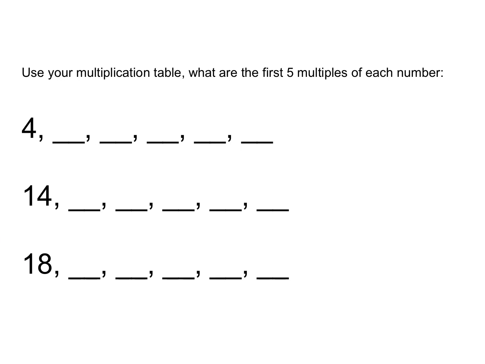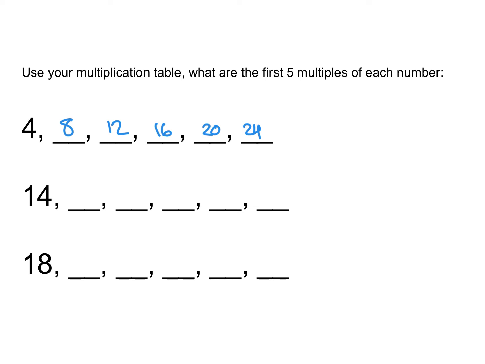Multiples are just skip counting. So if I take 4, I'd say 4, 8, 12, 16, 20, 24. When you get big numbers like 14, 18, my strong suggestion is that they use their multiplication table. So in the back of the planner, there's a multiplication table. Look down the row or the column of 14 and list them.